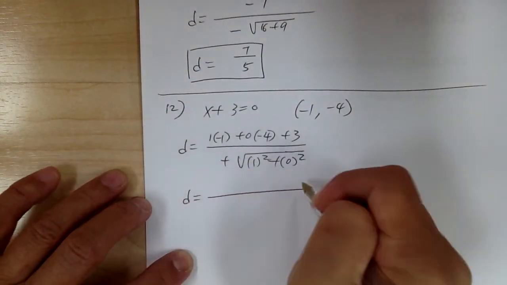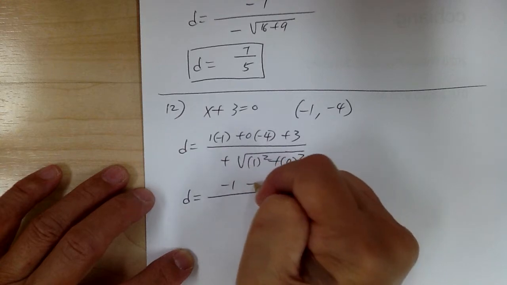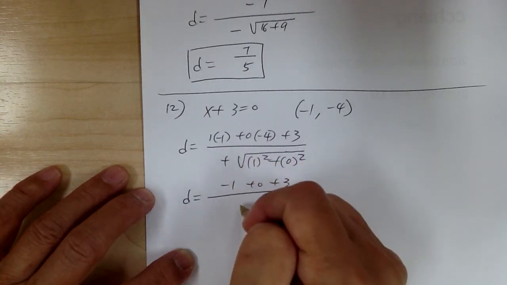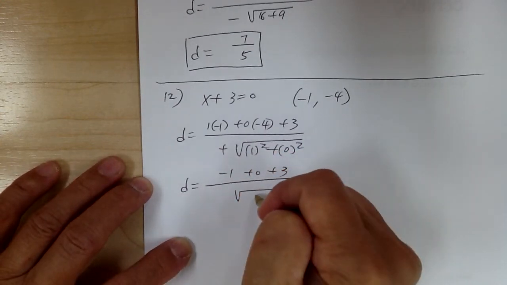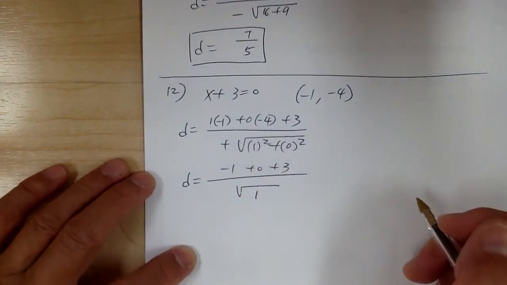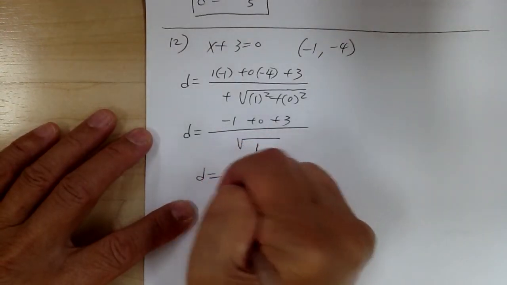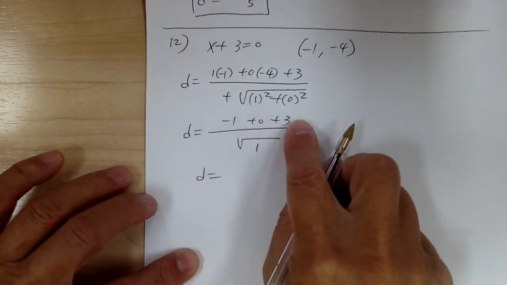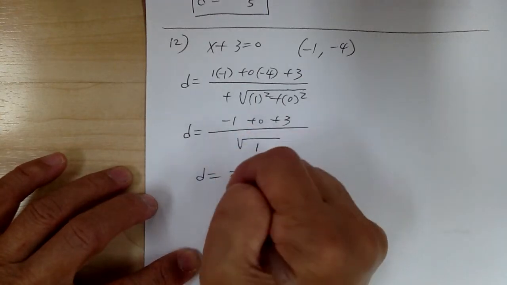So distance will equal negative 1 plus 0 plus 3 over square root of 1. And then you're going to get distance equal to, so negative 1 plus 3 is 2. 2 over 1 is 2.